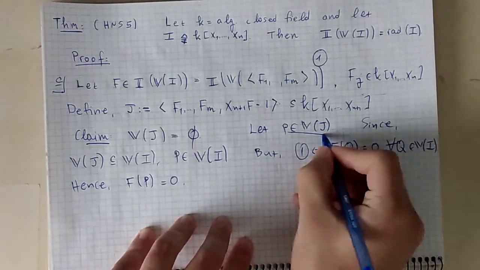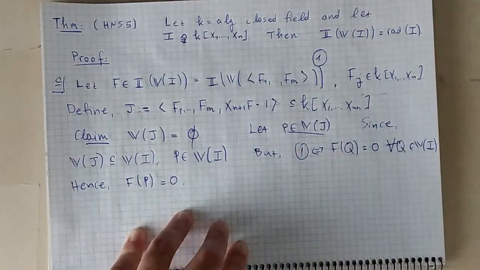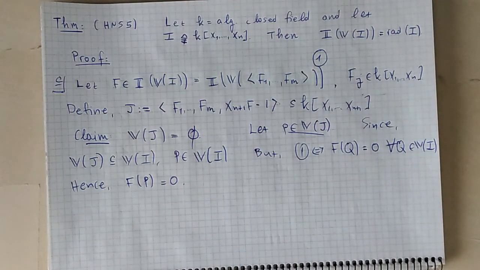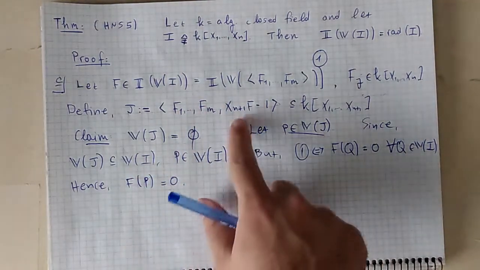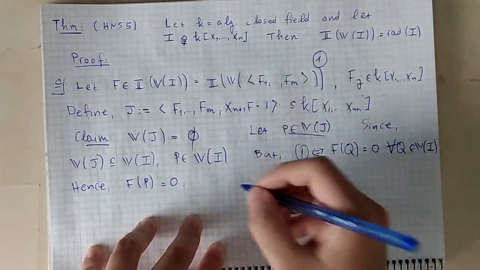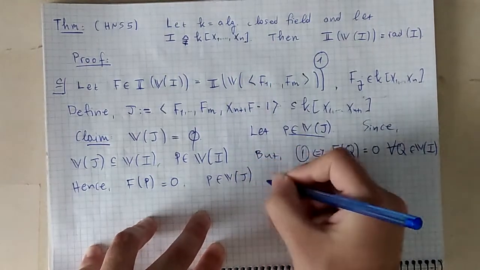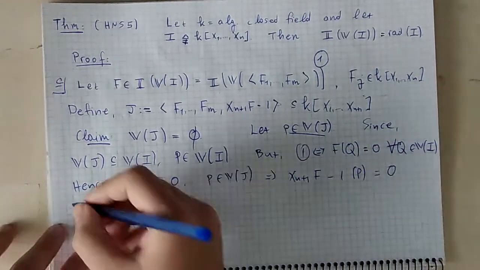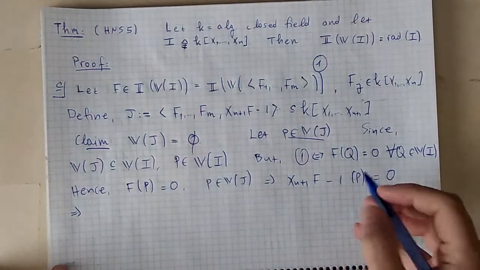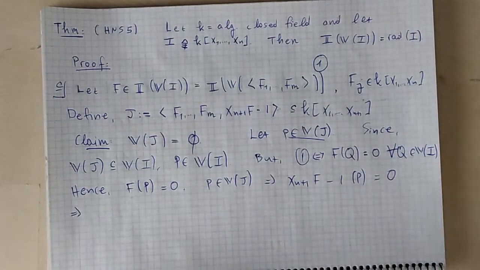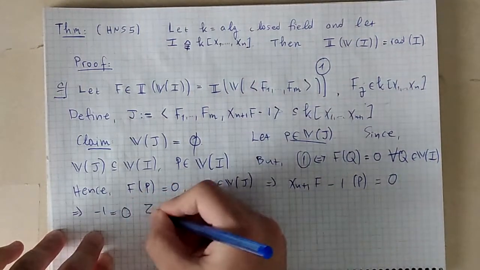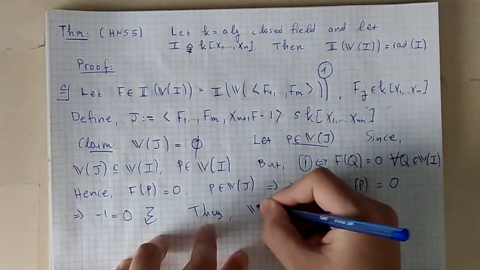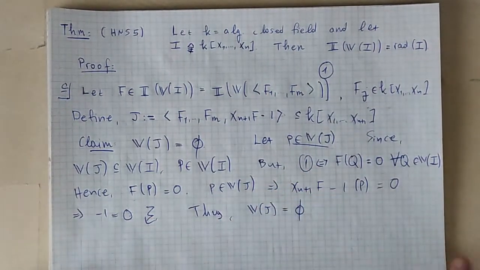Now let's use our assumption that P is an element of V of J. So P lives in V of J implies that P kills every polynomial in here, and in particular it is going to kill this last polynomial. So in other words, if I take this polynomial and I evaluate it at P, I'm going to get 0. But as we just saw, f of P is equal to 0, and therefore we get that -1 is equal to 0, which of course doesn't make any sense, and therefore V of J has to be the empty set.